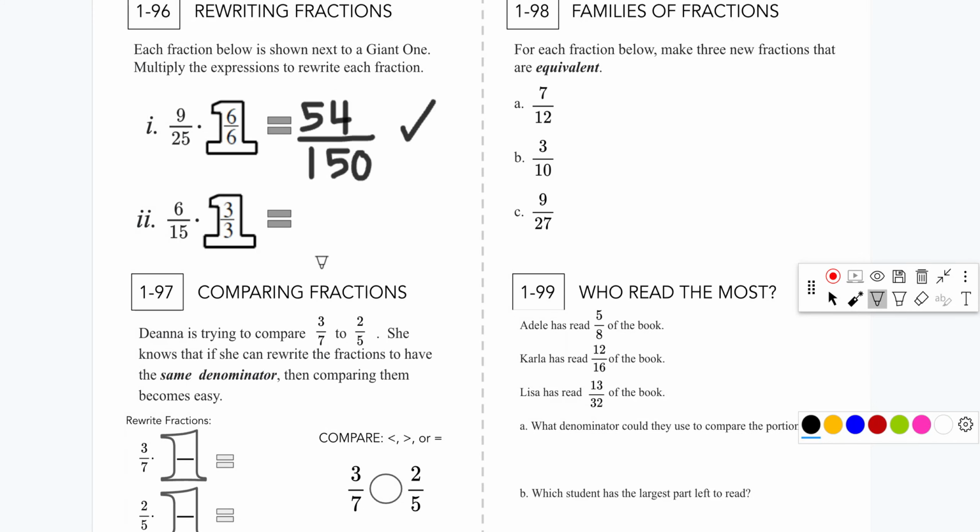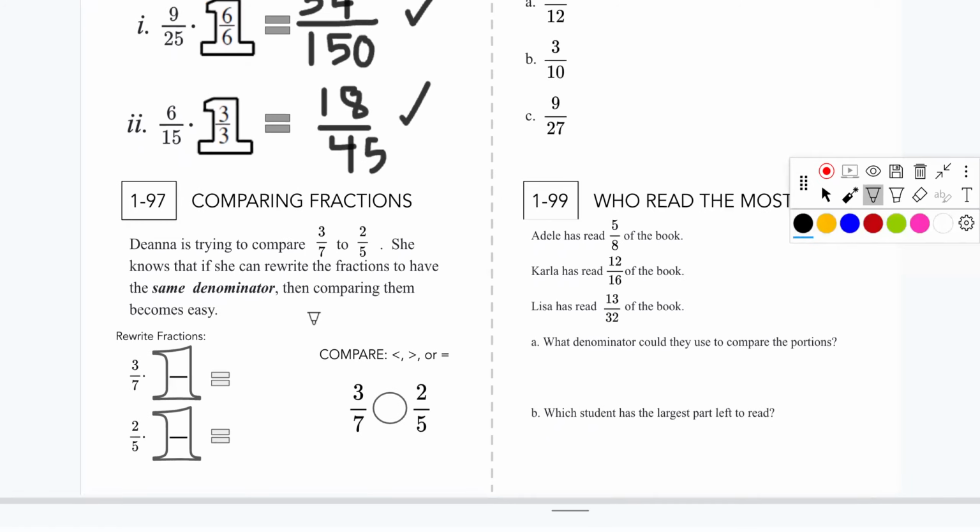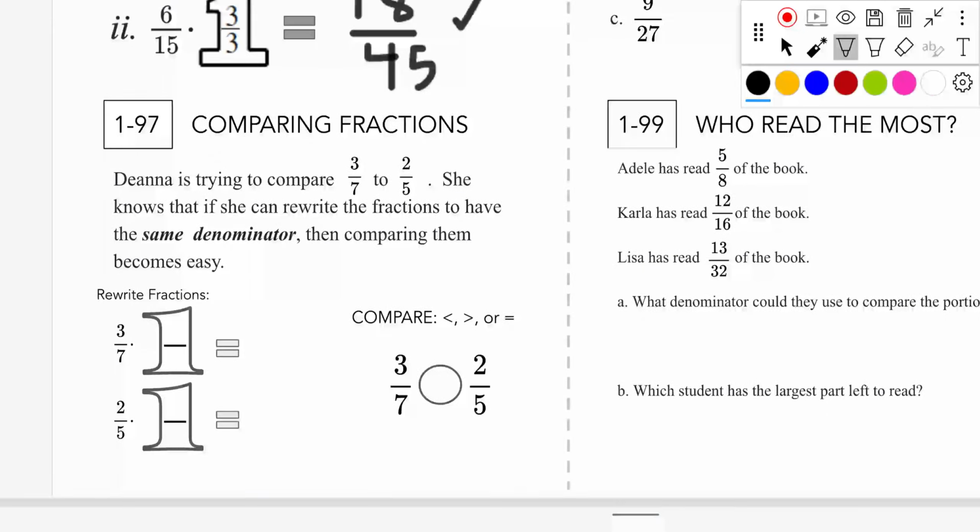We rewrote it. Okay, next up, number 2, 6 times 3 would be 18. And 15 times 3 would be 45. And that would be our answer, multiplying the numerators and the denominators. Okay, let's go ahead and check number 197 here.